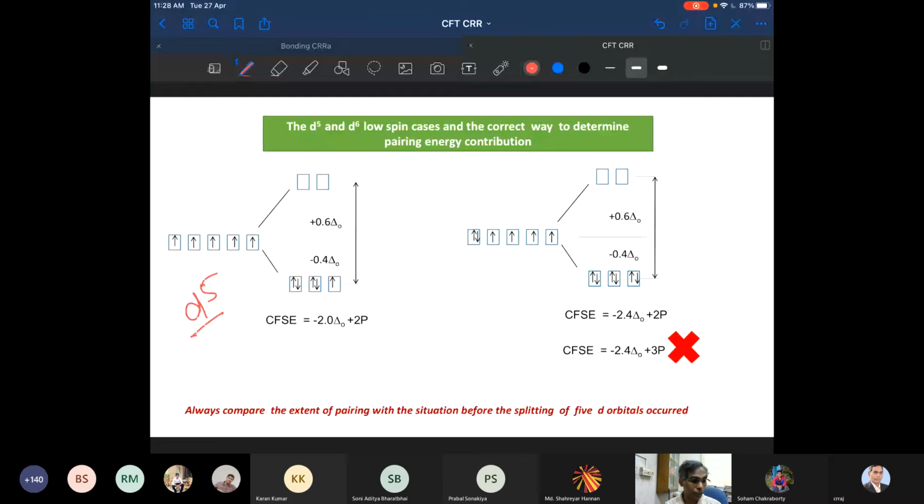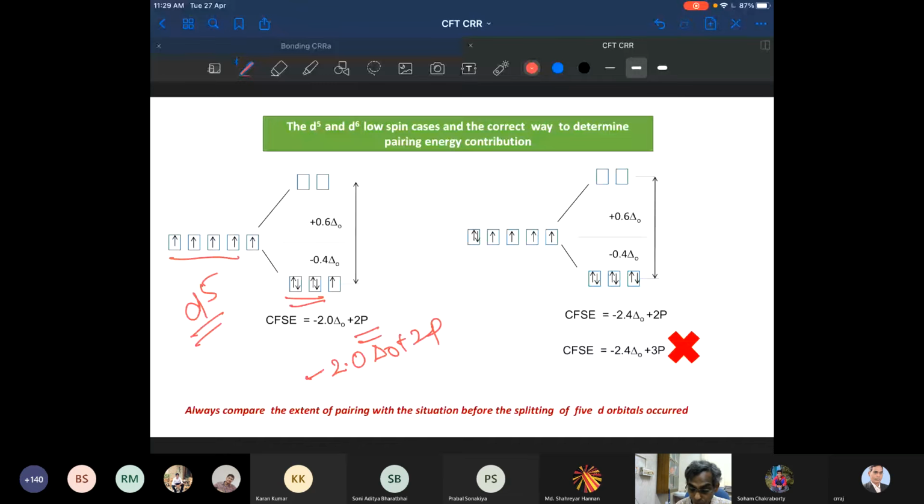In the d5 system, what we have here is a pairing. Please listen carefully. Whenever we are writing the crystal field stabilization energy, it is mandatory to provide your pairing energy. That is minus 2 del O plus 2 pairing energy. Here there is no pairing, only here it is taking place. That's why we note that there's a 2 pairing energy.